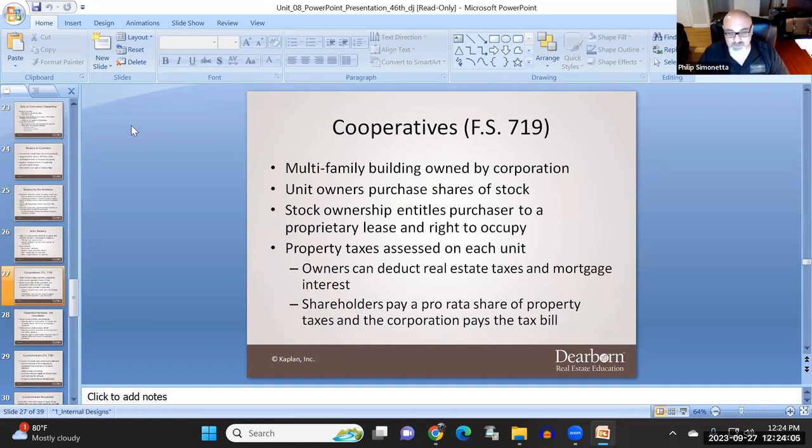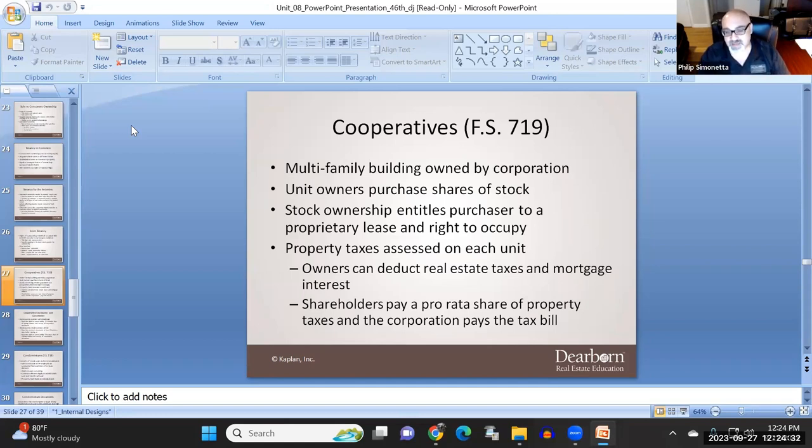Cooperatives are multifamily buildings owned by corporations. The unit owners purchase shares of stock. The stock ownership entitles the purchaser to a proprietary lease and the right to occupy that unit. So that stock is for that unit, and they have a proprietary lease that they buy.